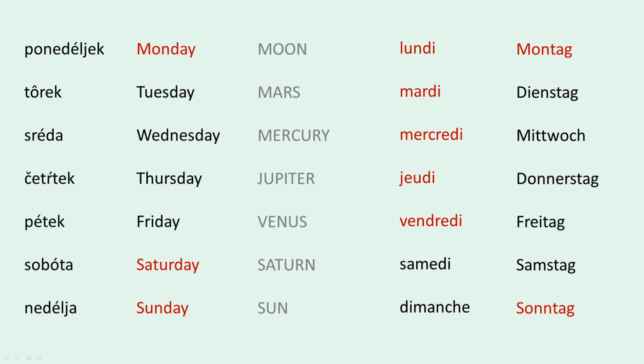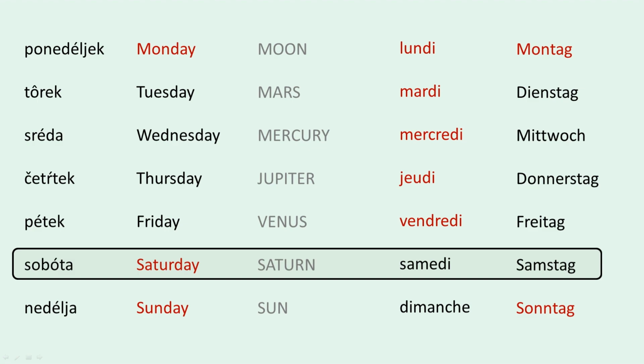So, we've already pointed out which days of the week are related to the planets, and they're all colored red. Notice again that the Slovene days of the week have nothing to do with the planets. However, notice as well that sobota, samedi, and Samstag are somewhat similar. Besides sreda and Mittwoch, which are literally the same and mean the middle of the week, sobota is the only other day of the week that is basically the same in French and German.